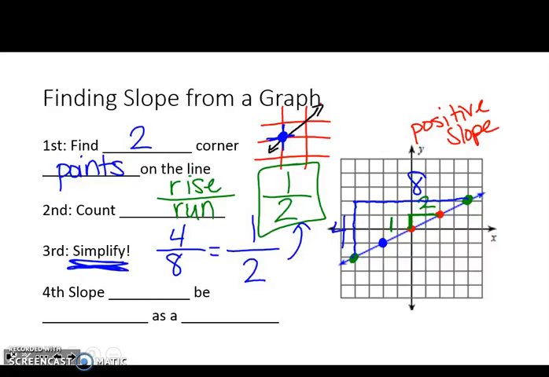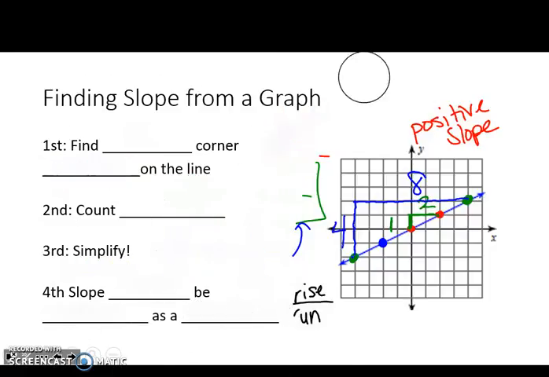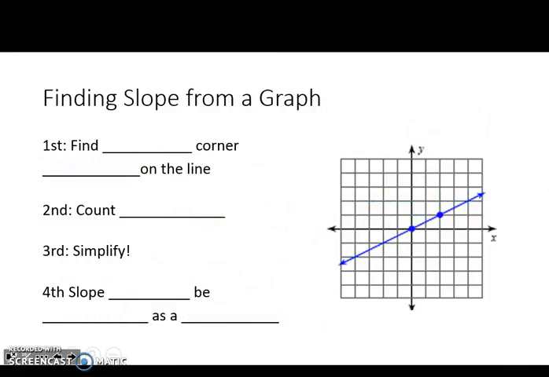So then this fourth step says the slope must be written as a fraction. So it has to be written as rise over run. As always, if you need to go back and listen to any part of that, just go ahead and rewind, but I'm going to erase and move on so that we can get through another example.